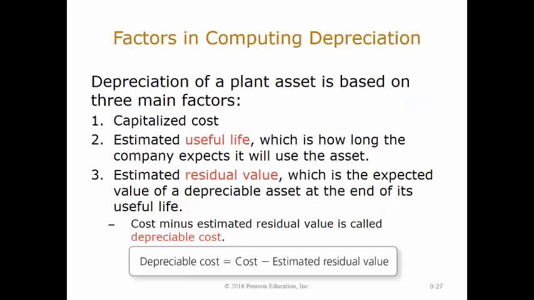To compute depreciation for a period, we need to consider three primary factors: estimated useful life, the capitalized cost of the asset, and the estimated residual value of the asset at the end of its estimated useful life. The useful life is the length of the service period expected from an asset. It may be expressed in time, such as months or years, or usage, such as units produced, hours used for machinery, or miles driven for a truck.